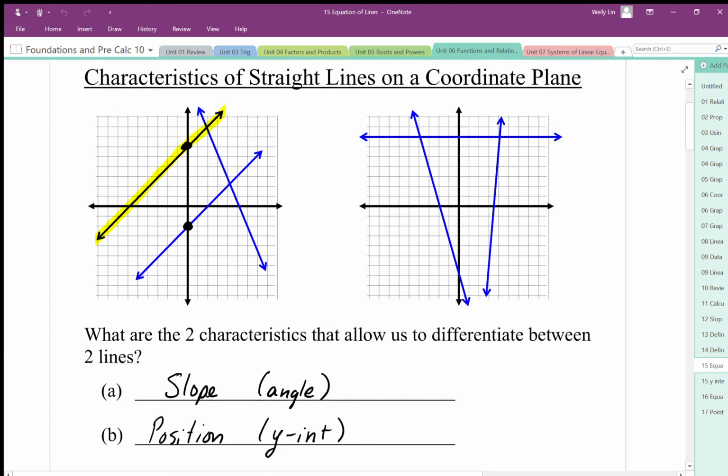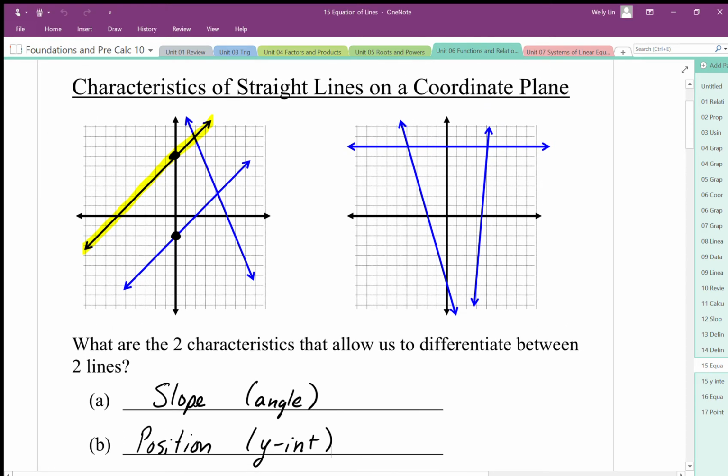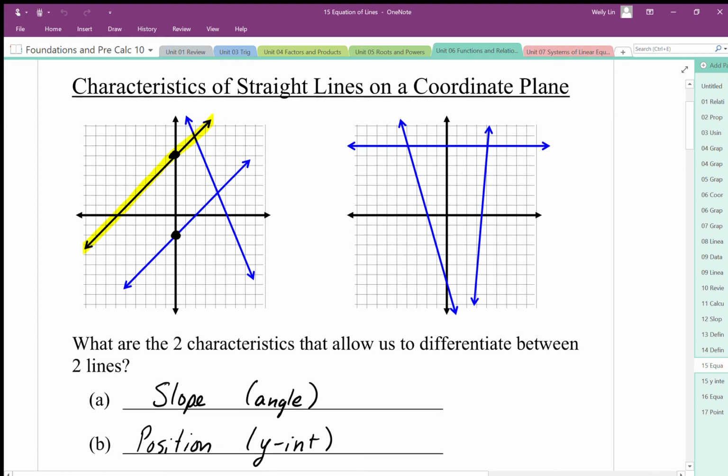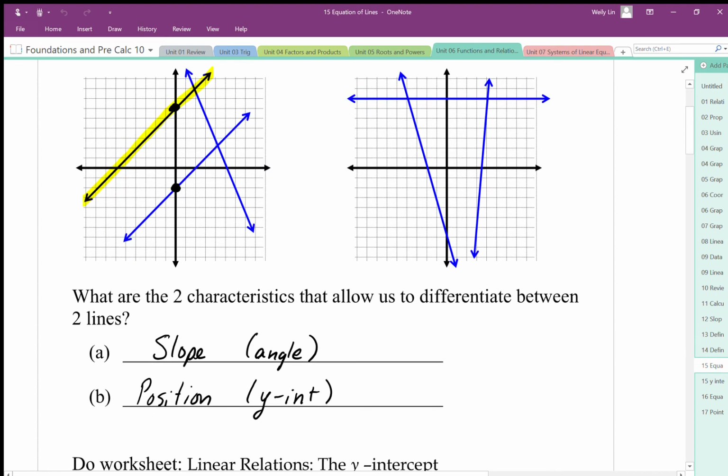When we look at any two lines in space, we can see that this line has a different slope than this line, so we can tell that they're different, although they share the same position here. Same with this line compared to this line, they have different slopes. But even when we have the same slope, we can differentiate two lines of the same slope based on their positioning.